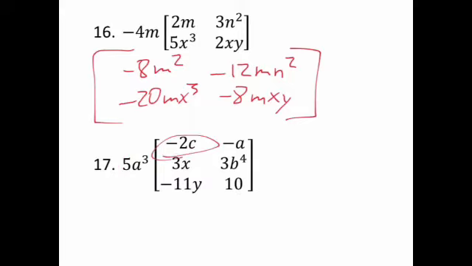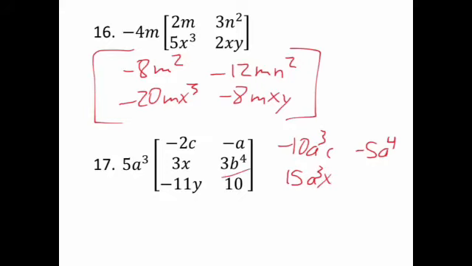So negative 2c times 5a cubed is going to give us negative 10a cubed c. And then negative a times 5a cubed is going to give us negative 5a to the fourth power, because a times a cubed is a to the fourth. And then 3x times the 5a cubed is going to give us 15a cubed x. And 3b to the fourth times 5a to the third is going to give us 15b to the fourth.